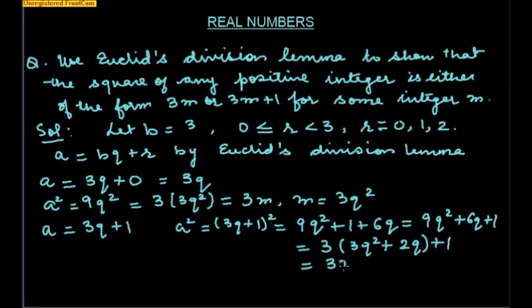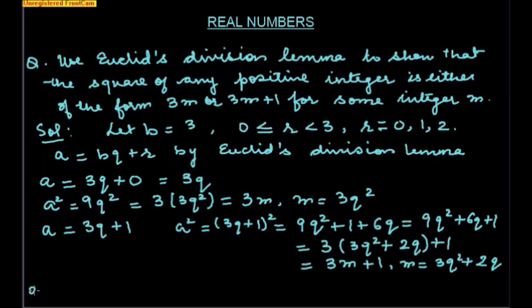Now I write it as 3m plus 1. In this case m is equal to 3q square plus 2q. Please see, I have tried to convert it into the form 3m plus 1. Here m was 3q square plus 2q.